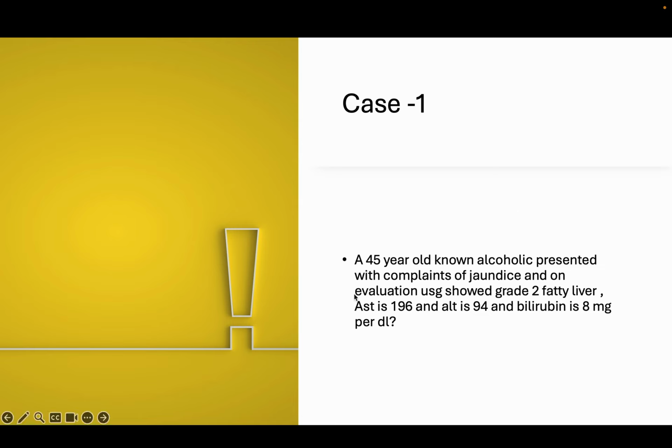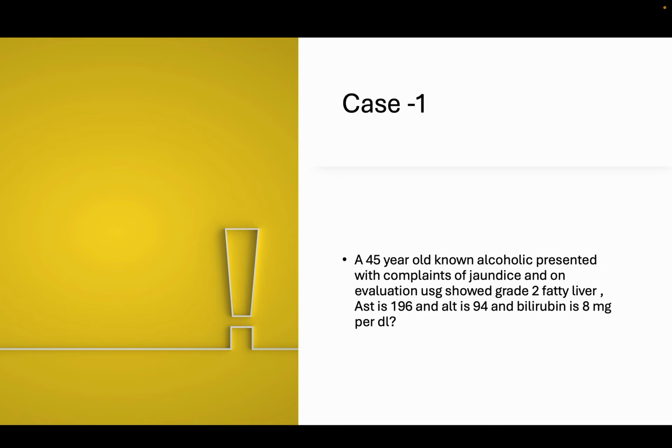First case: a 45-year-old known alcoholic presented with complaints of jaundice, and on evaluation, ultrasound has shown grade 2 fatty liver. AST is 196, ALT is 94, and bilirubin is 8 milligrams per deciliter. So this is a 45-year-old male, a known alcoholic, with jaundice and ultrasound showing grade 2 fatty liver. What is the interpretation of these values?